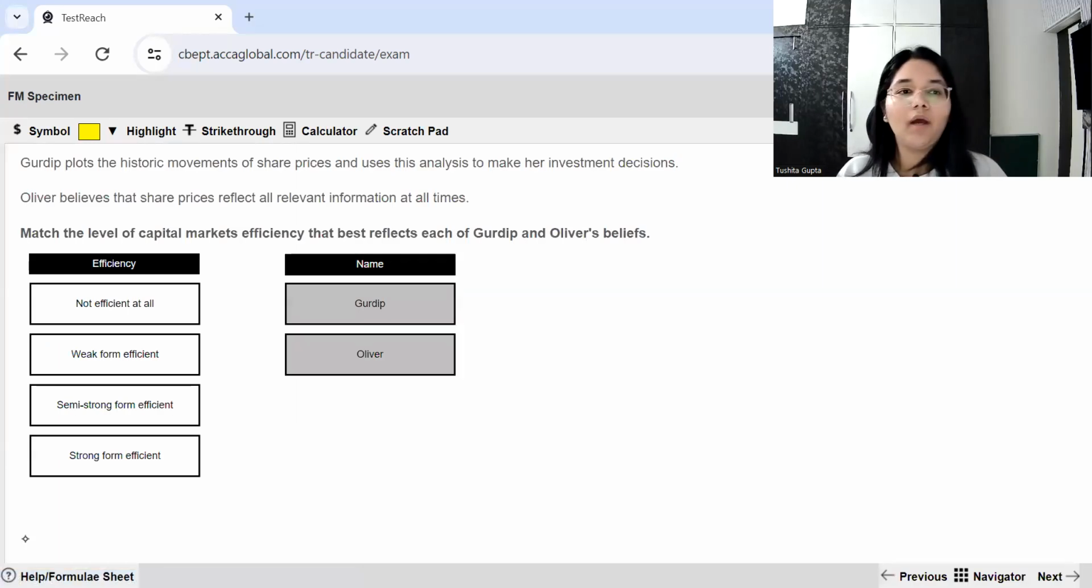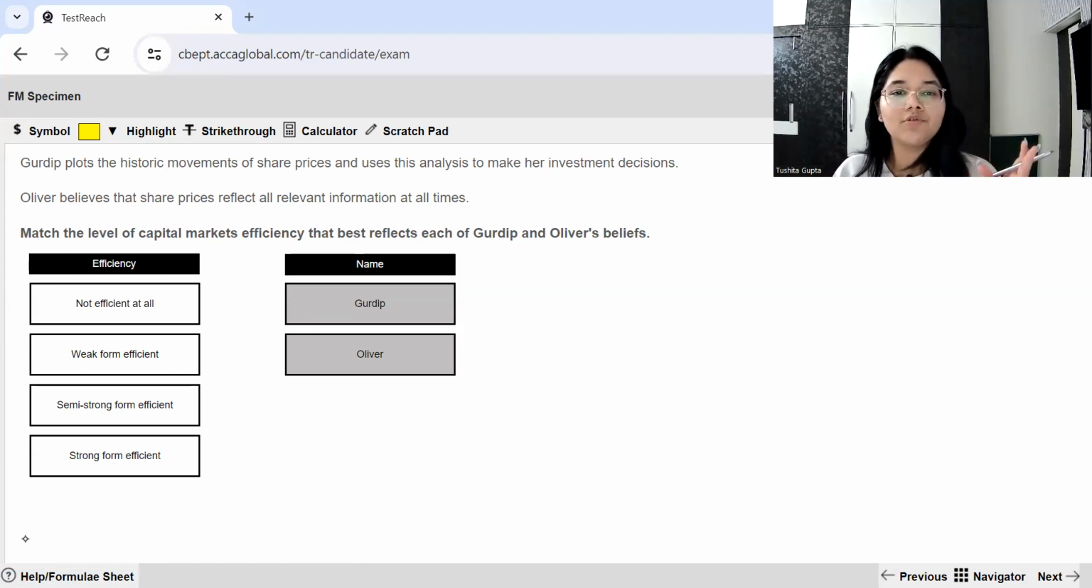Now let's go to the third one. Gurdeep plots the historic movements of share prices and uses this analysis to make her investment decision. First of all, let's read the requirement. Match the level of capital markets efficiency that best reflects each of Gurdeep's and Oliver's beliefs. We have to match whether these are weak form, not at all efficient, semi-strong form efficient, or strong form efficient.